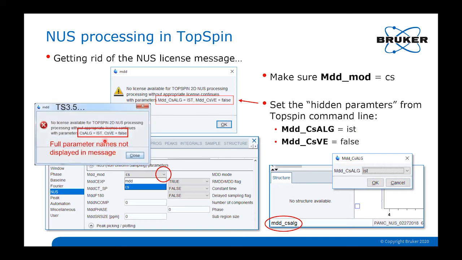If you're using TOPSPIN 3.5 or 3.6, the same parameters apply, although the message that showed up did not give the full name of those parameters. So if you see this message in 3.5 or 3.6, remember it's MDD_ these names to change it. Once you've changed it, you can now save the parameter set, and then each time you load that parameter set, it's going to have the values already set for the free processing, and you won't see that message again.